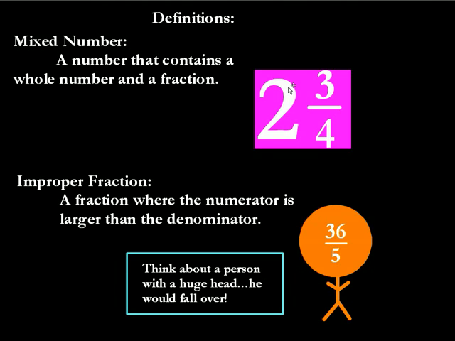An improper fraction is a fraction where your numerator is going to be larger than your denominator. And I like to think about these as top-heavy fractions, or have here a person with a big old head. So the head is going to be your numerator, which is larger than the body, which is going to be the denominator.